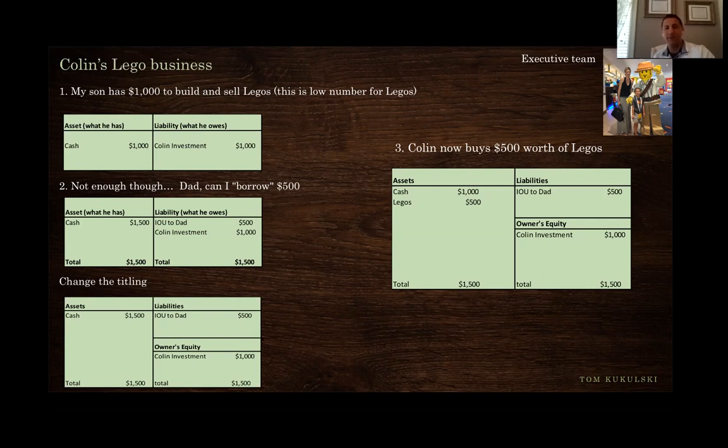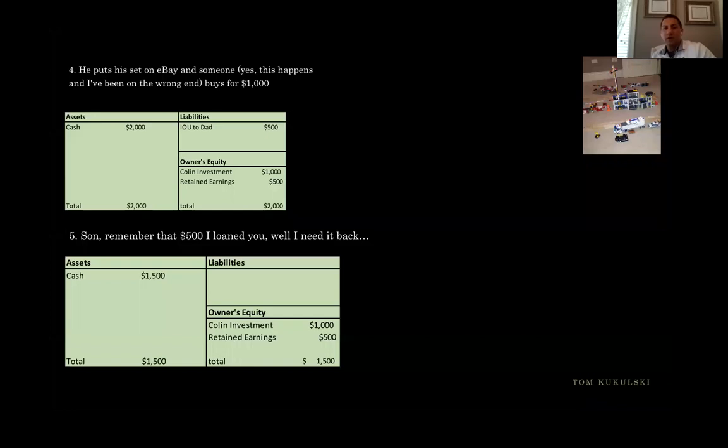Okay, can we go to the next slide? Then what happens is he puts his inventory on eBay. I've been on the wrong end of this deal. I bought stuff on eBay in 1982, a Legoland police car. Yeah, it happens. So what he does is he sells it for $1,000, okay?